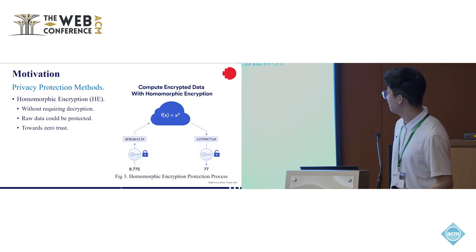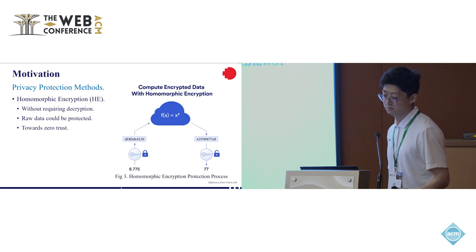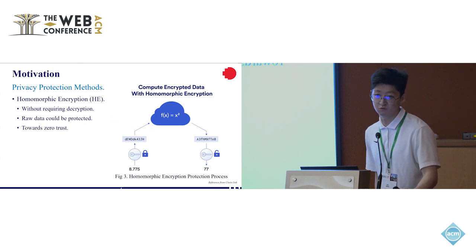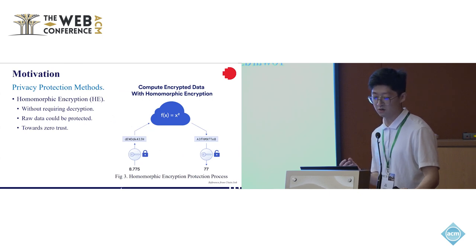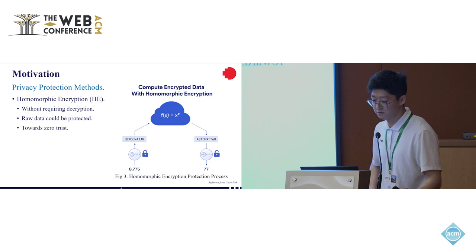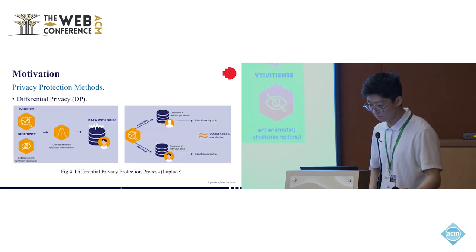So regarding the privacy issue, here are some main protecting measures. The first one is homomorphic encryption. It will encrypt the user's location data, and the data could be processed in an encrypted way without decryption. So in this way, we could achieve zero trust.